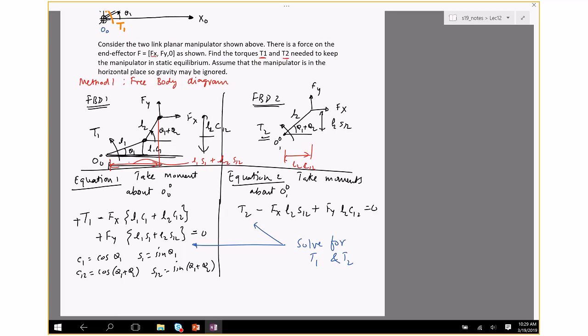Now, it turns out that using Jacobians, you can do the same thing without drawing free body diagrams. I'm going to show you how to do the same calculation without drawing free body diagrams. There is a way in which the Jacobian gives you T2 and T1 without having to do all these things. So there's no trig involved.